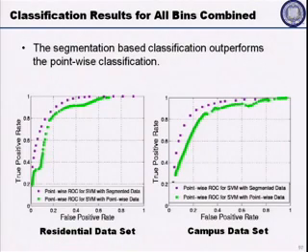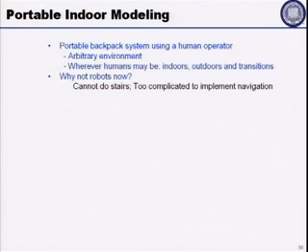This is the false positive rate versus true positive rate, and the purple line is this segmentation classification technique, and the green is kind of the same approach if you just skip the segmentation and do it in a point-wise way. And this is for residential data, and this is for campus data. So you can see that segmentation does help you to accomplish this task.